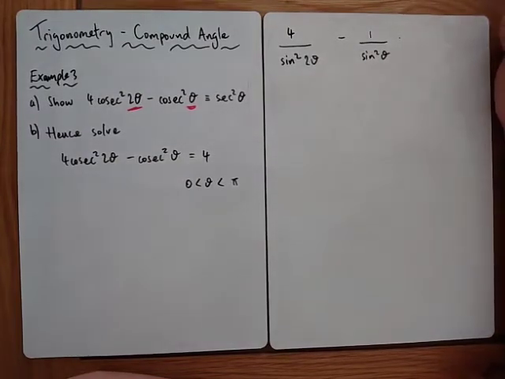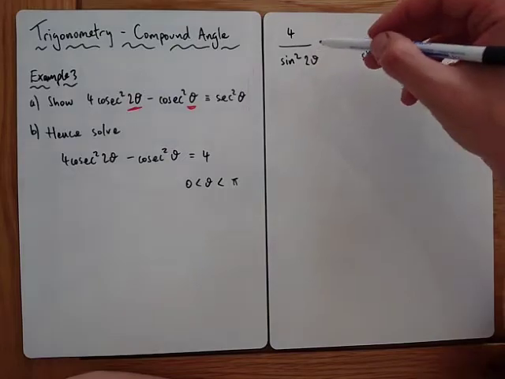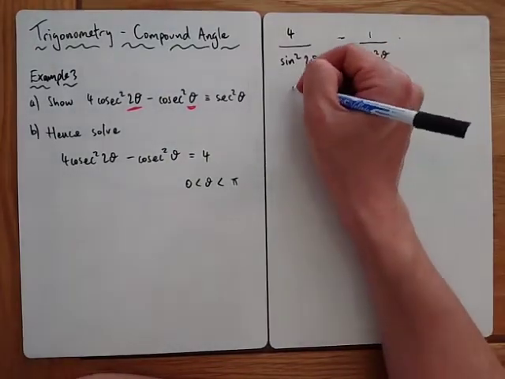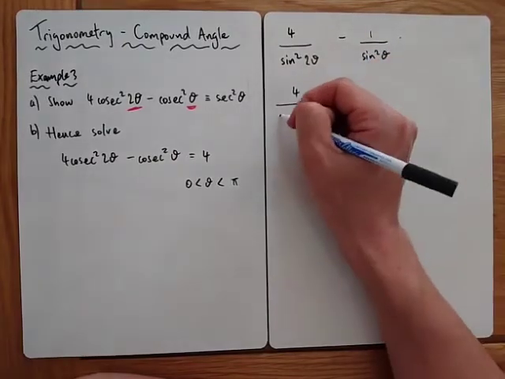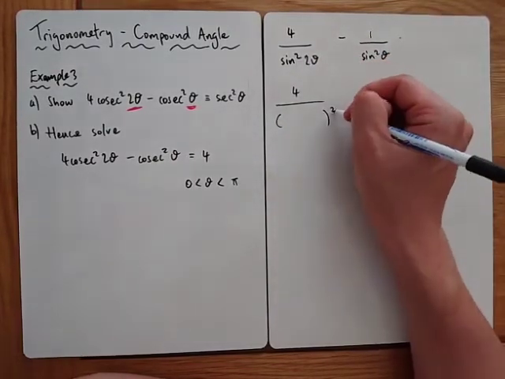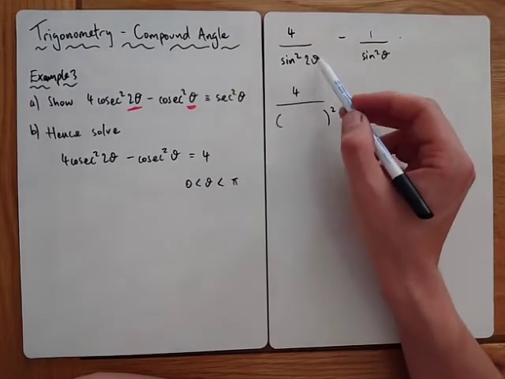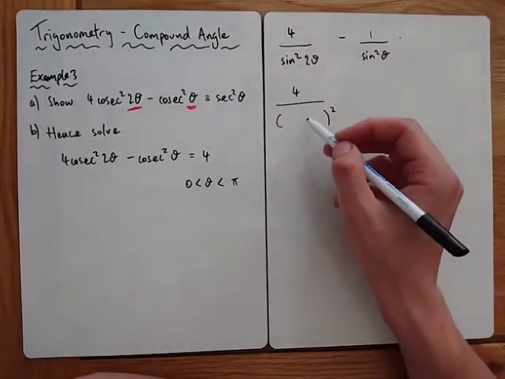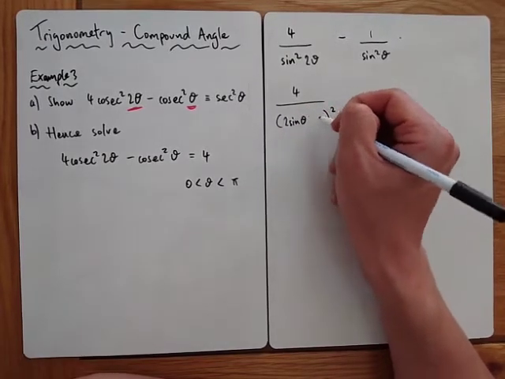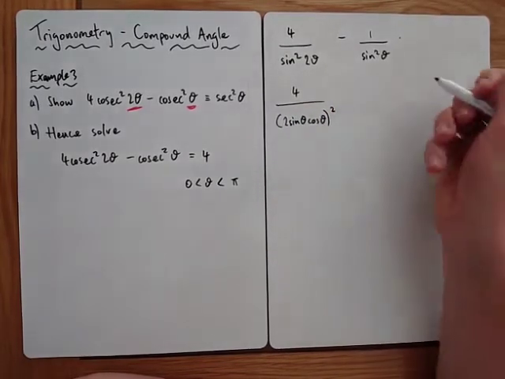Now I'm still a little bit worried that I've not got a consistent angle yet, but I can do something with this. Remember, when we write sine squared, we mean the whole thing is being squared. So sine 2 theta is being squared. Now I know that sine 2 theta is the same as 2 sine theta cos theta.